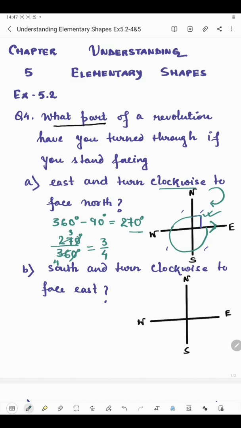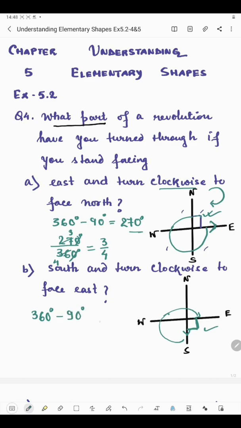Now in the B part we have, what part of a revolution have you turned through if you stand facing south, means here you are, and turn clockwise. Clockwise means this way, okay? Clockwise to east, it's like this. We have to find what part of a revolution it is. Now again, the total complete revolution is 360 degrees, and this east to south is 90 degrees, because here 4 parts are given and each part is 90 degrees. So this is 90 degrees, we know that.